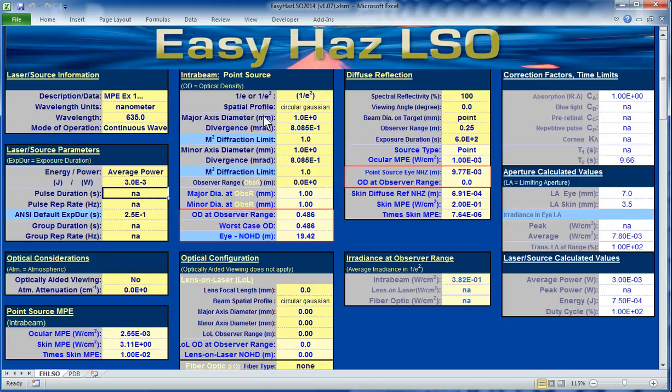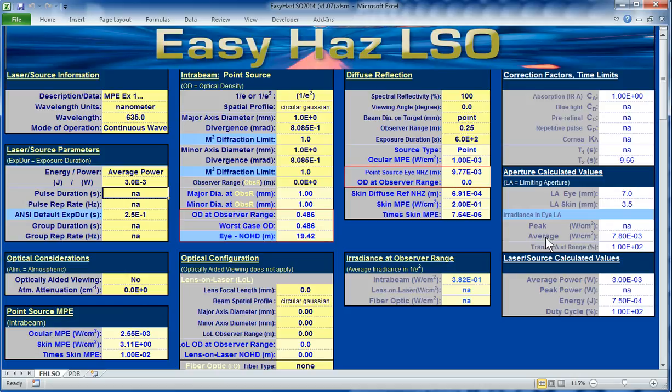Now, what we get when we enter the beam information, and don't forget to enter beam information, we find the MPE, the ocular MPE right here. It's 2.55 e to the minus 3 watts per square centimeter, or 2.55 milliwatts per square centimeter. This is our safe biological limit. Notice it is in irradiance. It is being expressed in irradiance, watts per square centimeter.